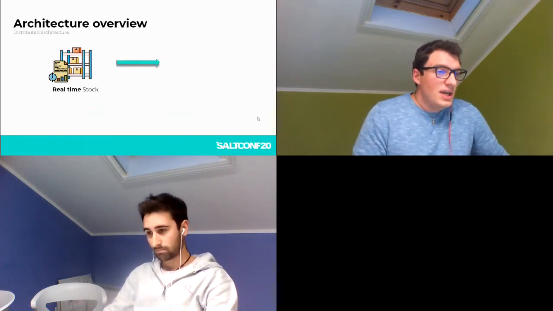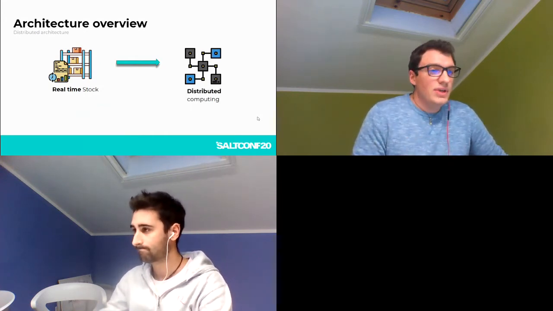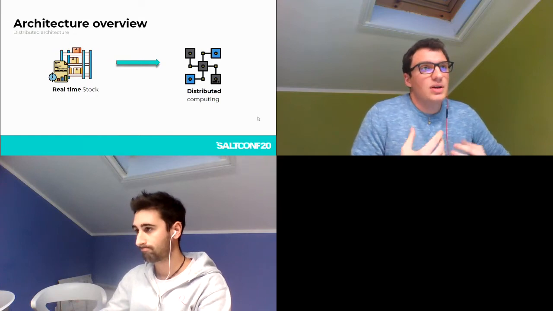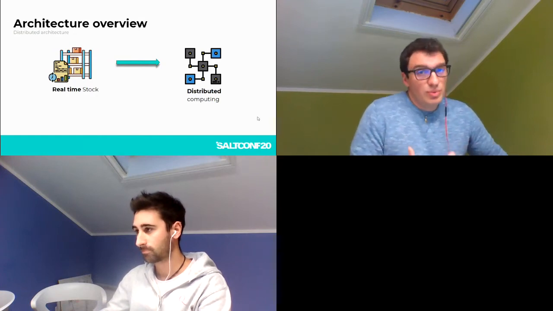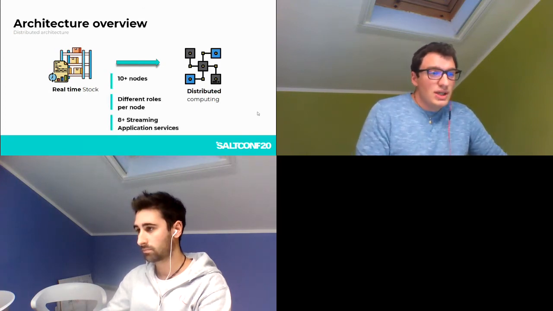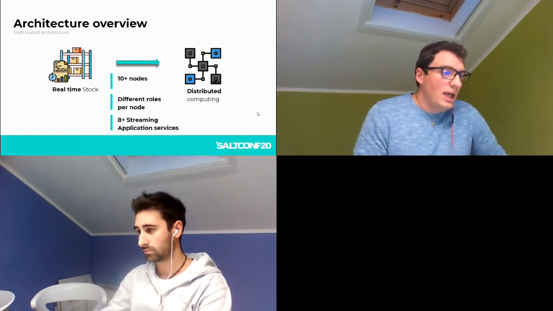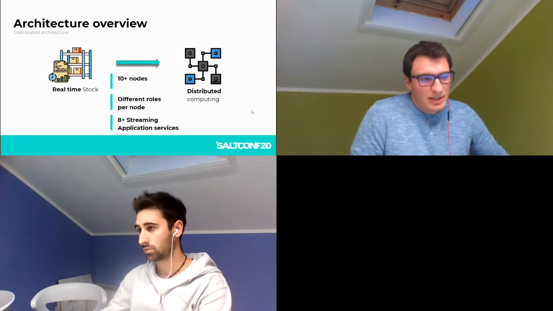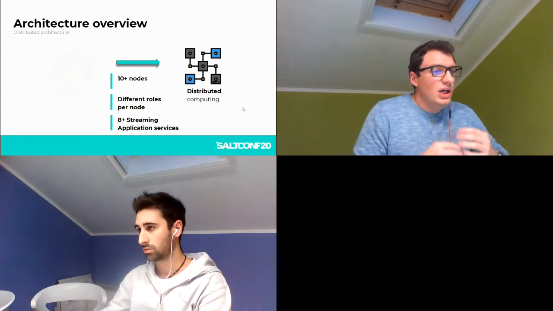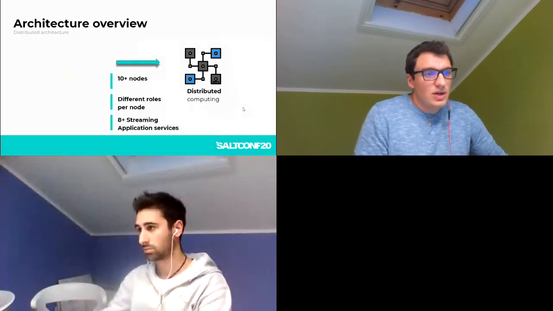Then let's go into more detail about the real-time stock. As we said, it's the result of a distributed computer architecture. So you don't want to think of this as a giant application deployed on a single node through which all computation goes. In fact, we have 10+ nodes, and each node has a different role, so you have different applications deployed on different nodes. And of course, we don't have a giant application, but we have 8+ streaming application services. So what does it mean? That in order to perform this alignment process, we need to orchestrate all of these components.